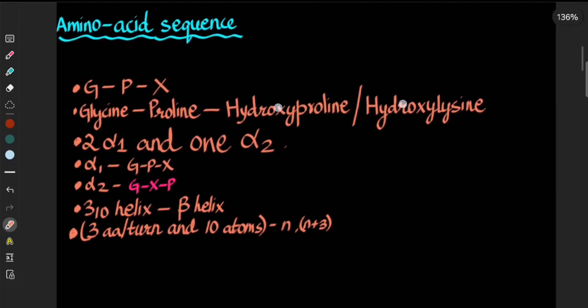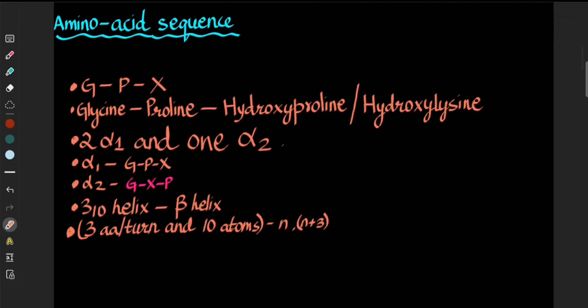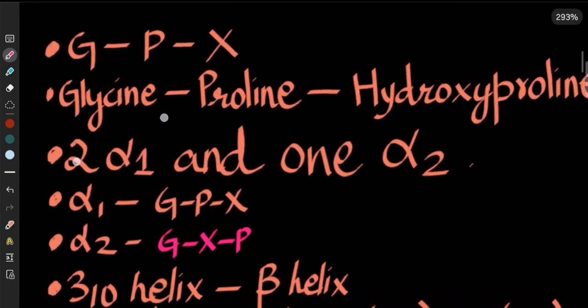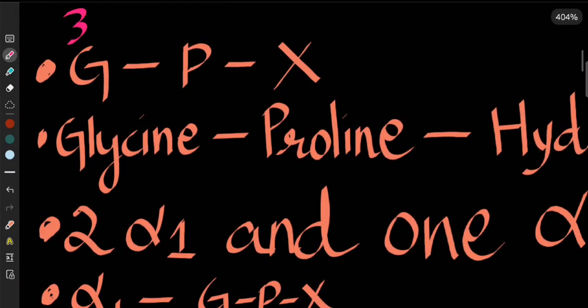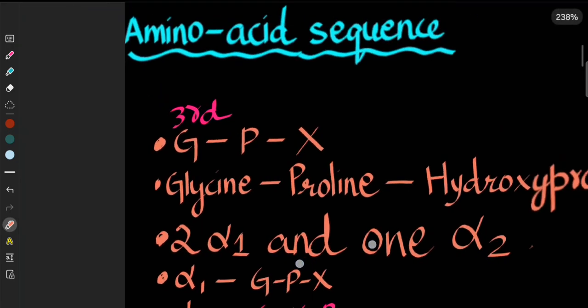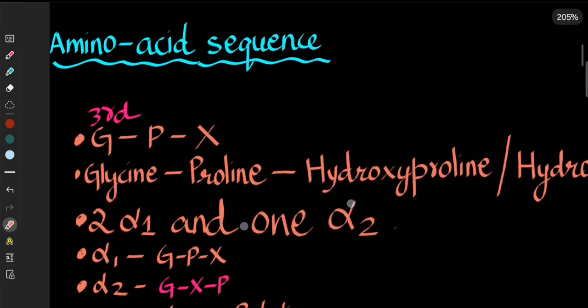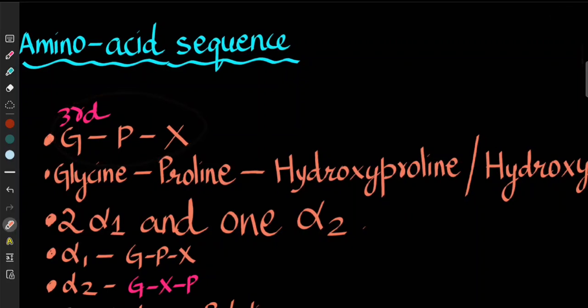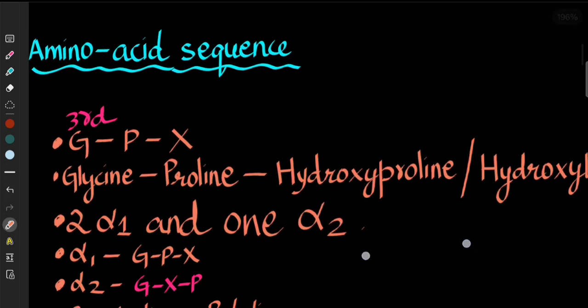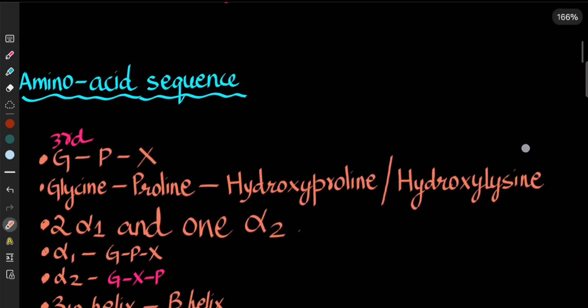In collagen, the amino acid sequence is present in such a manner that every third amino acid will be glycine. That means every third amino acid will be glycine. As you can see over here, the amino acid sequence is usually GPX. That means G is for glycine, P is for proline, and X could be either hydroxyproline or hydroxylysine, right? And as I said, every third amino acid will be glycine.